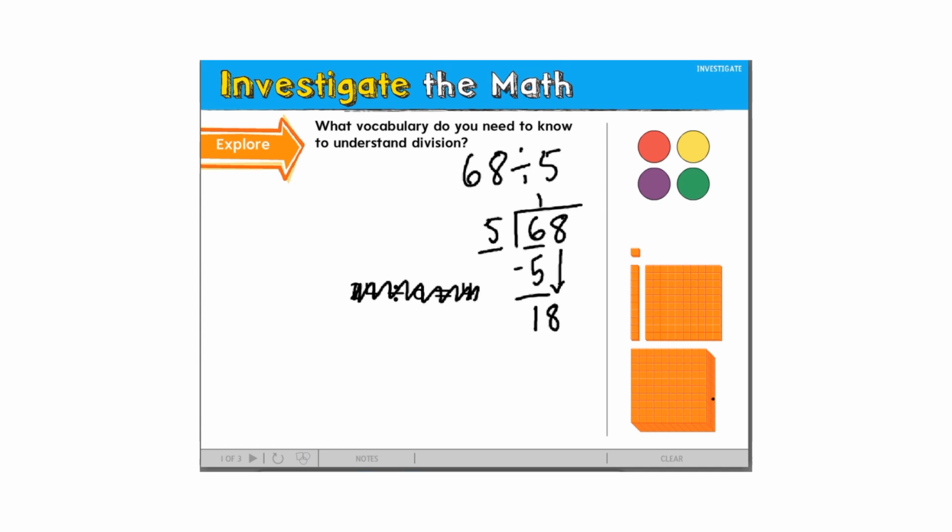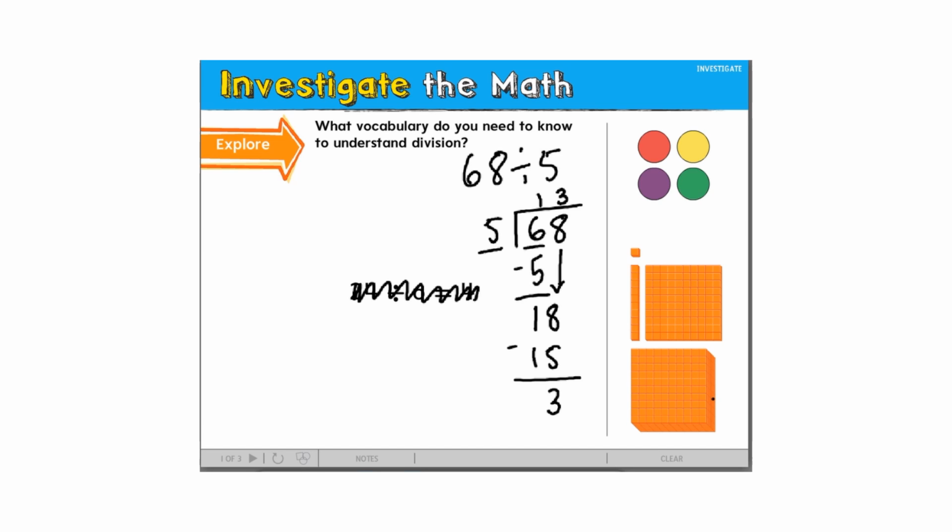5 goes into 18 3 times. And then when we multiply 3 times 5, we get 15. And then we subtract, so that's step number 3. And we get 3. And then the next step is bring down, and there's nothing to bring down. So now step number 5 was repeat.